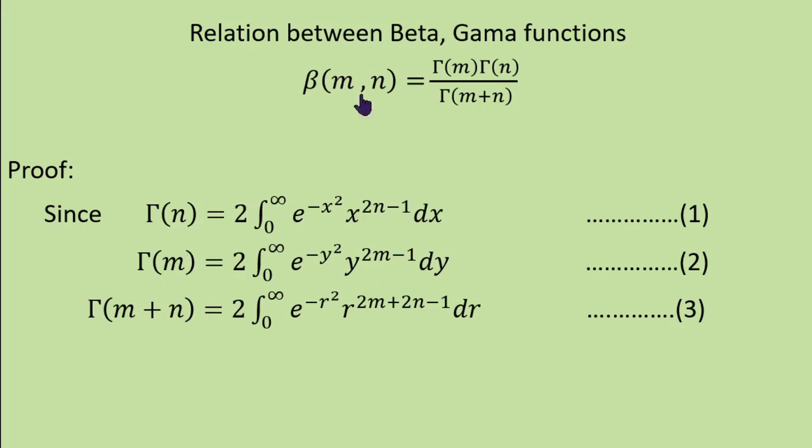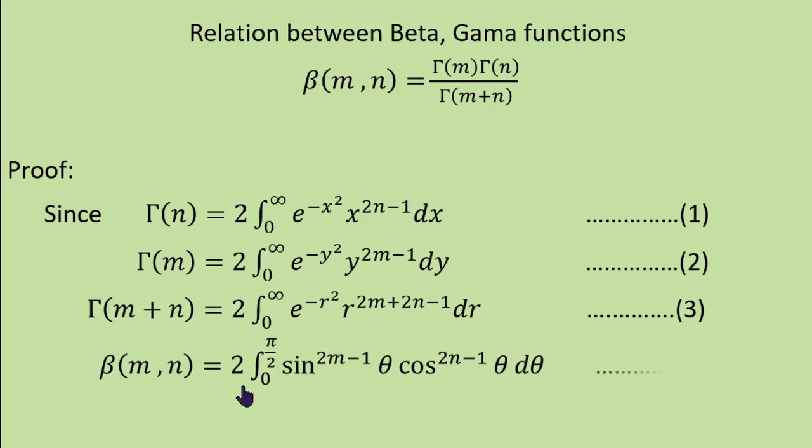And beta m comma n is 2 times the integral from 0 to pi by 2 of sine power 2m minus 1 theta into cos power 2n minus 1 theta d theta. Take this as equation 4. To prove beta m comma n is gamma m gamma n by gamma m plus n, it is enough to show that gamma m into gamma n is beta m n into gamma m plus n. That means equation 1 into equation 2 is equation 3 into equation 4.